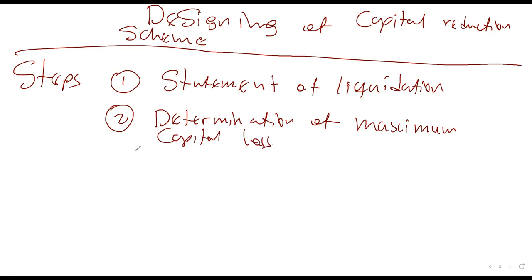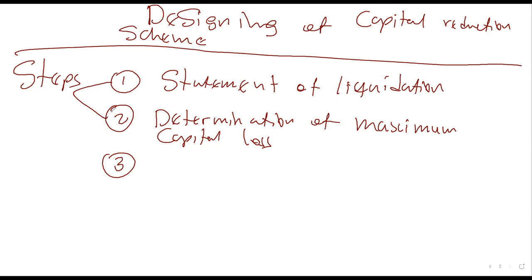Determination of maximum capital loss. All right, the third one we will look out for. These two stages, any of them can come first, it doesn't matter. In some books and write-ups, determination of maximum capital loss comes first. It's not a problem. What matters is that you are doing them as the first two. But the third one will take its rightful position.